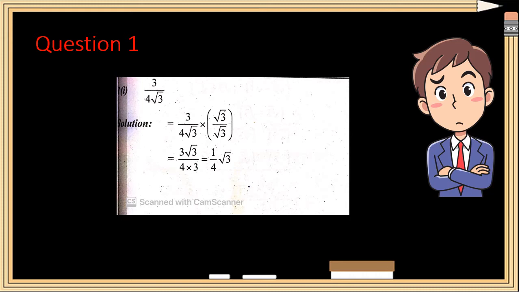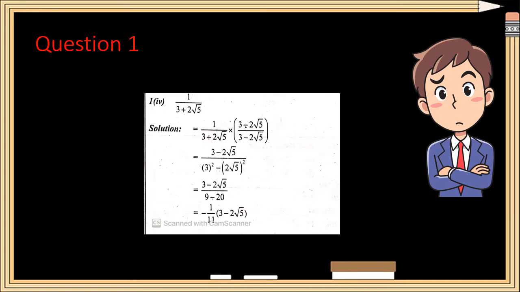For the removal of the radical sign we will multiply it with the same term and we will also divide it. So 3 multiplied by square root of 3 and we have 4 multiplied by 3. The square will cancel the square root. So 4 multiplied by 3, and in the numerator we have 3, which will be cancelled out with the denominator. So we will be left with square root of 3 divided by 4.